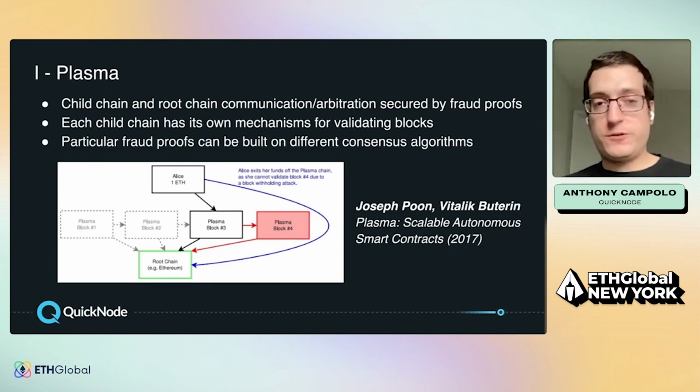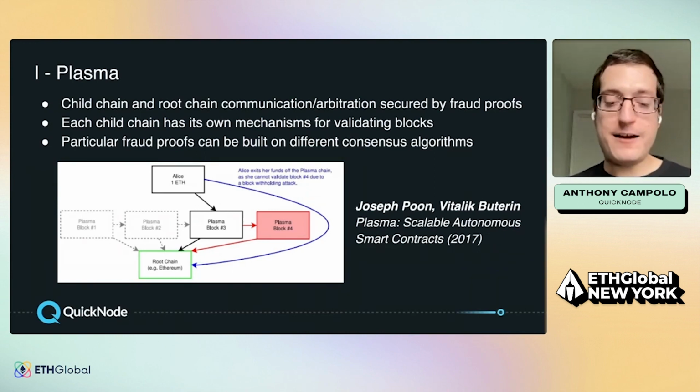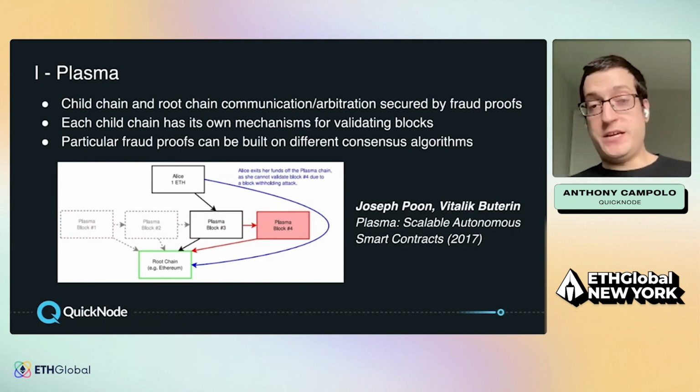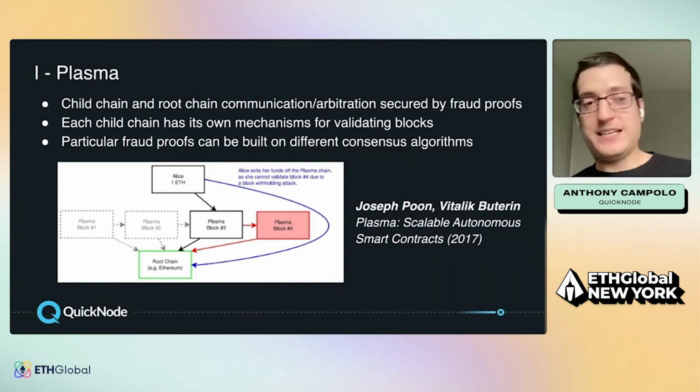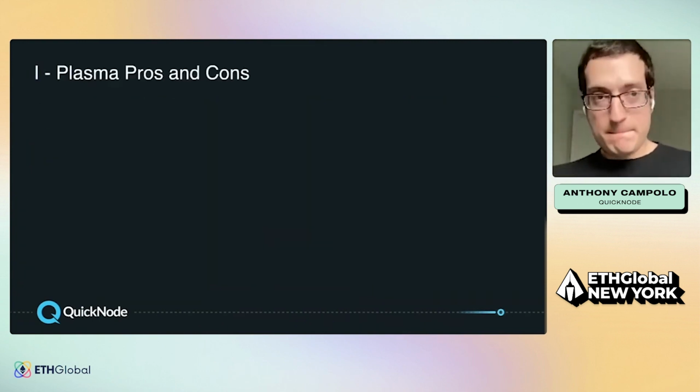And then particular fraud proofs can be built on different consensus algorithms. This is important because consensus algorithms can have downstream effects in terms of how energy efficient a chain is. You want to make sure that you have the ability to include your own consensus algorithm if the difference between proof of work or proof of stake is something that is important to you.